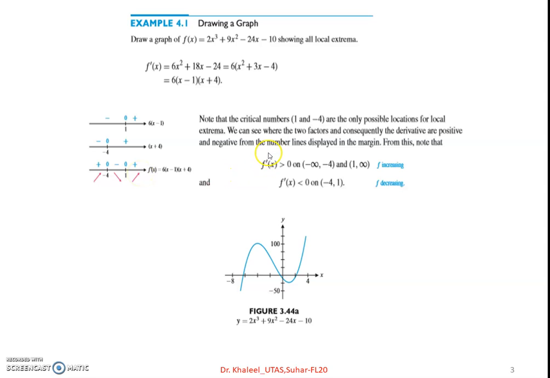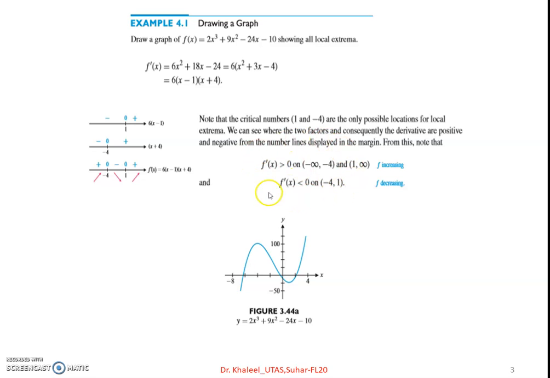So what happens here? f prime of x is positive on minus infinity to minus 4. You see, from minus infinity till minus 4 it is increasing, and it is also increasing from 1 to plus infinity. But f prime of x is negative from here to here only, from minus 4 to 1. It is an open interval, not closed, because at minus 4 and at 1 it is 0.